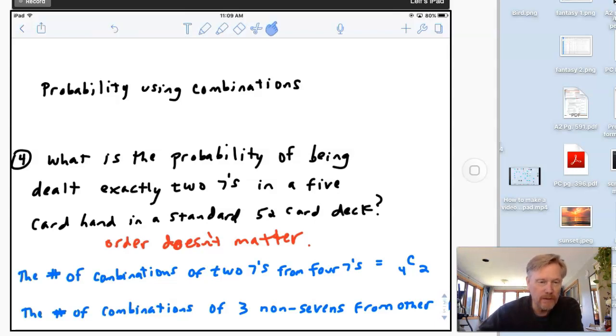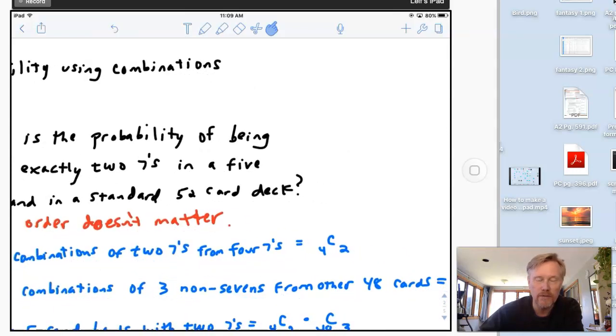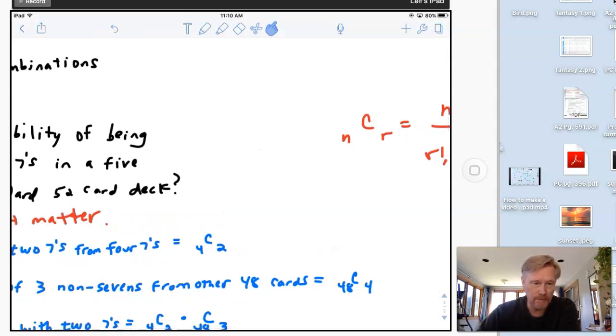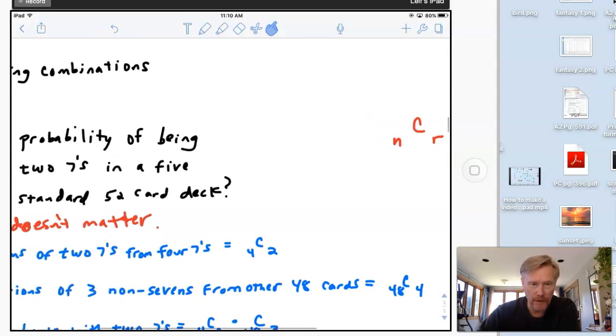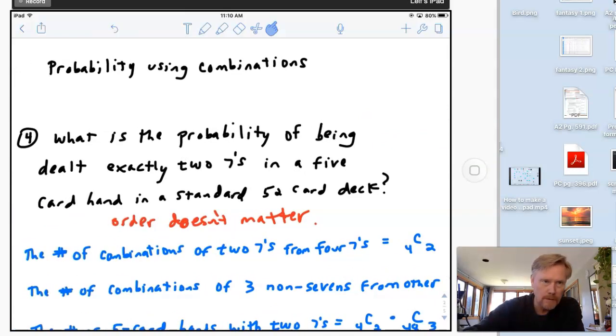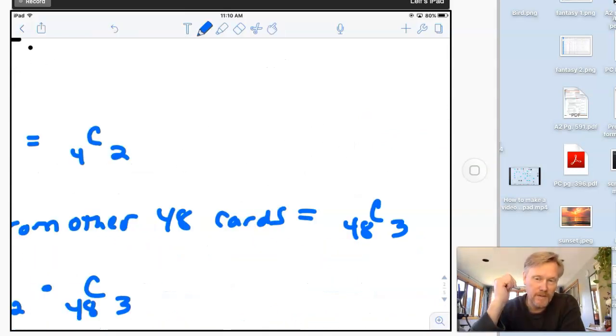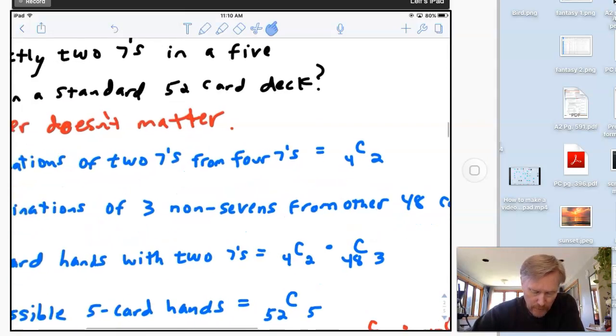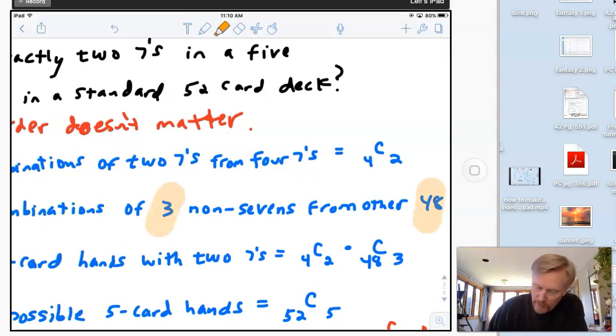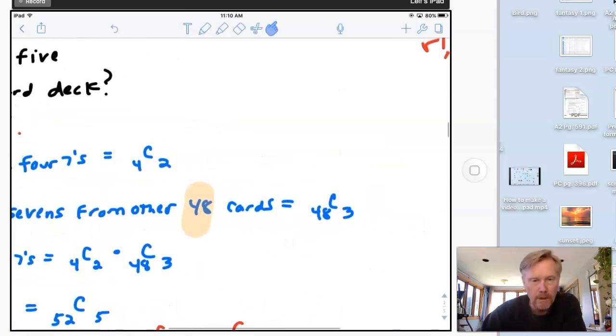The second thing I'm going to figure out is the number of combinations of 3 non-sevens from the other 48 cards, right? I've already taken out the sevens, so there are 4 sevens. There are 52 cards in a deck. I took out 4. That leaves 48 cards for the other 3, which gives me 48C3. There was a typo there. I fixed it because there were only 3 cards left. That's why it's the 3. So it's the 3 and the 48. Those give me my 2 numbers on the C.